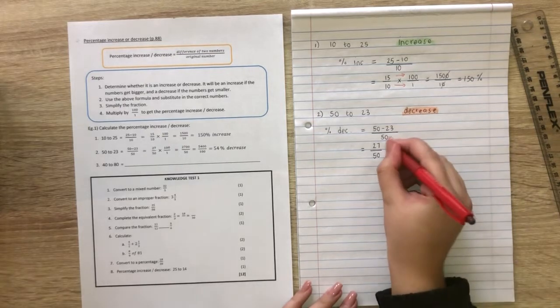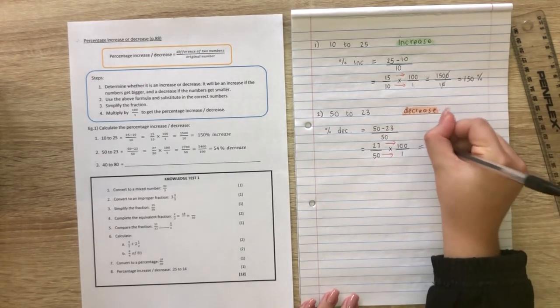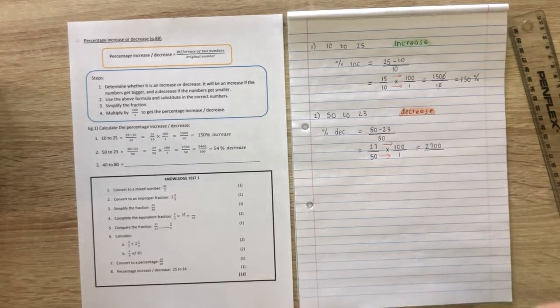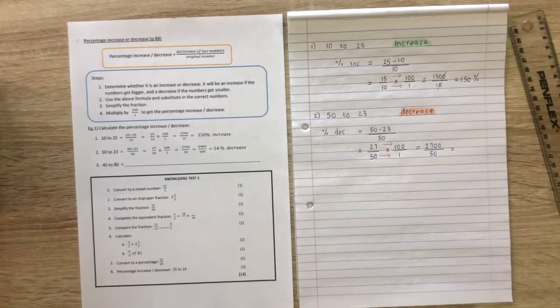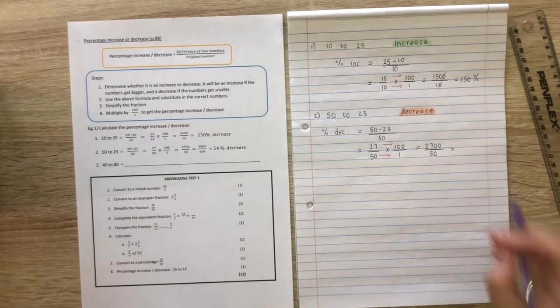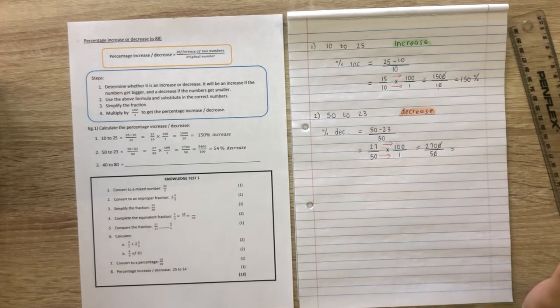Okay, and this is when we multiply across. So 27 times 100 is 2,700. 50 times 1 is 50. So again, we can cancel the 0, 1 0 only. So we're left with 270 divided by 5.